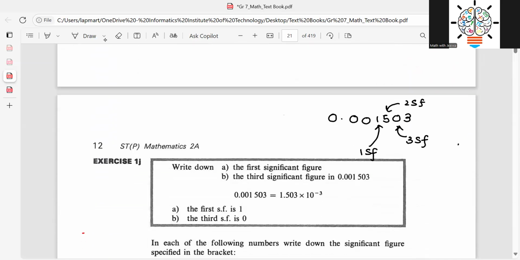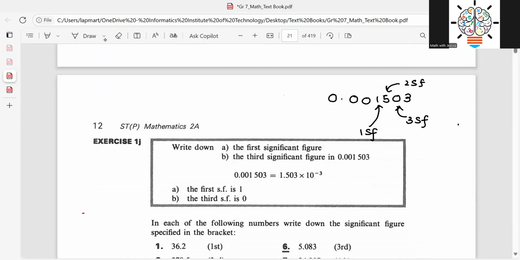Then we will move to the box example, see what they have done. Here, what is the first significant figure, children? 1 is the first significant figure. And what is the third significant figure? It is 0, but I don't like this answer, because once you write it in the standard form, yes, you can talk about 0, because that is only one 0 you can see in the standard form format.